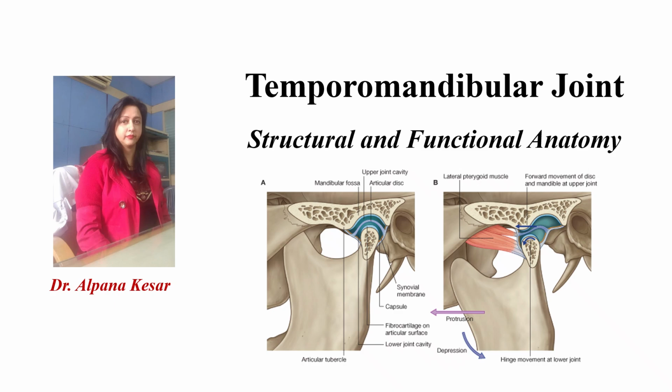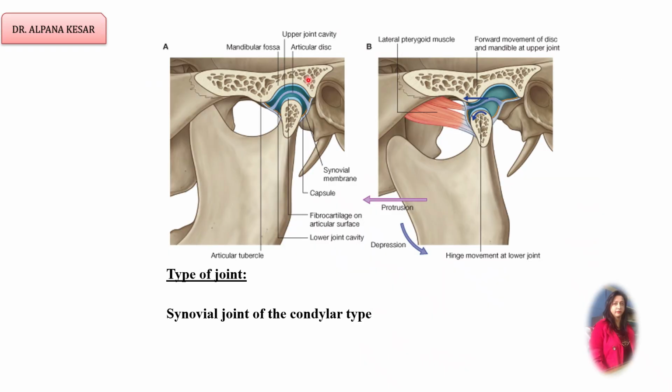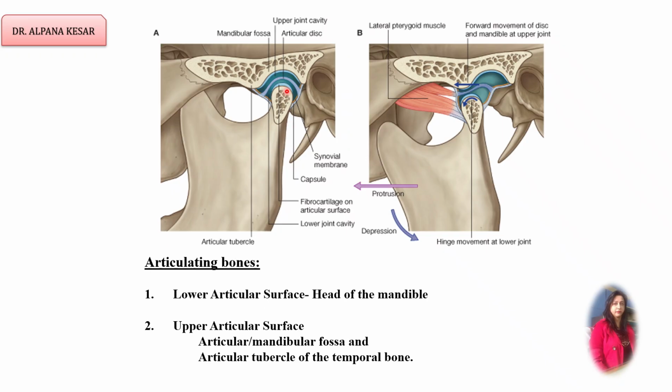In this video, I will explain the detailed structural and functional anatomy of temporomandibular joint in a simplified manner. This is the temporomandibular joint. Temporomandibular joint is classified as a synovial joint of the condylar type. In this joint, the head of the mandible articulates with the articular fossa and the articular tubercle of the temporal bone.